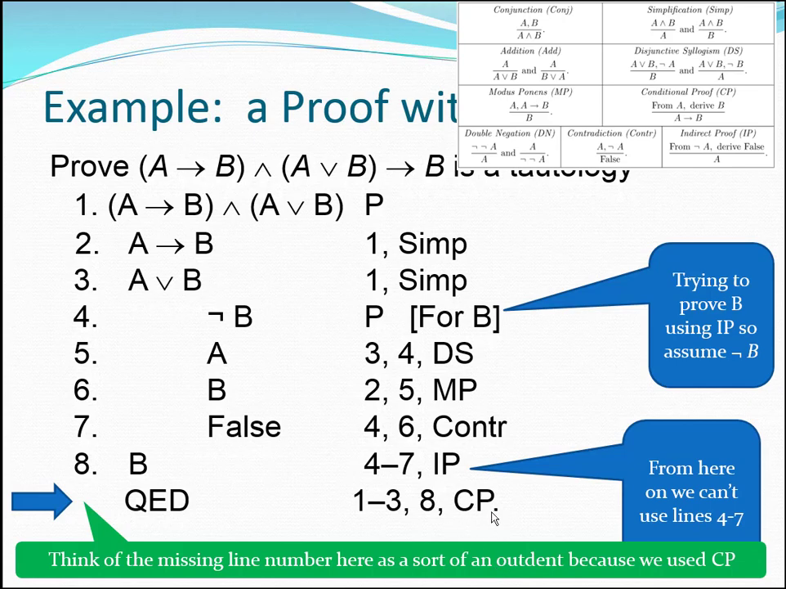Now, for me, it helps to think of the missing line number here as a kind of virtual outdent because we used CP, right? If you use CP or IP at the end of a proof, remember, we don't put a line number, we just write QED. And I kind of think of that as equivalent to the outdent we had to do here from line 7 to line 8. We need to do another outdent from line 8 to sort of the outside end of the proof or something. I don't know how to really express it, but I find it useful to think about whenever I see a CP or an IP, I have to outdent unless I'm at the end of a proof, and then it's kind of a weird no number thing.